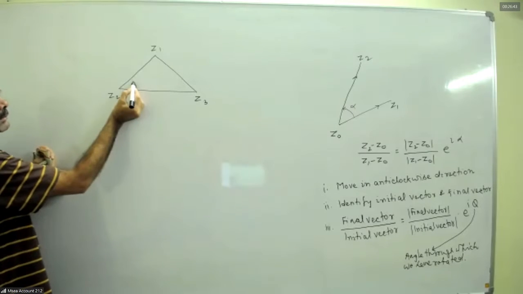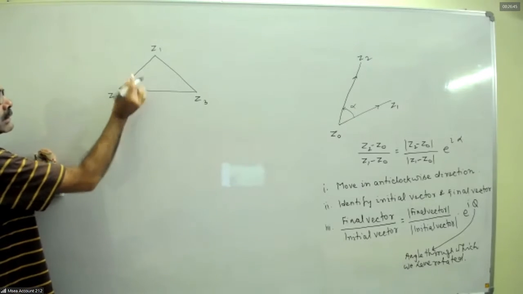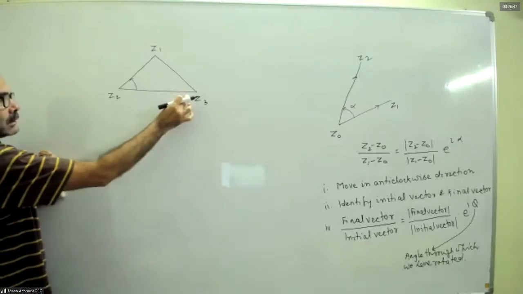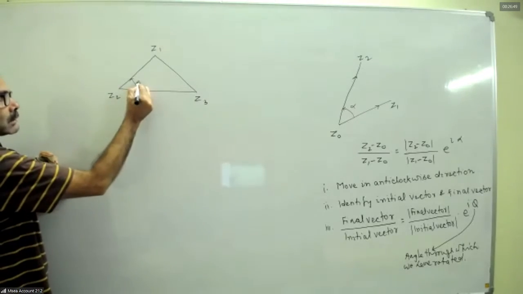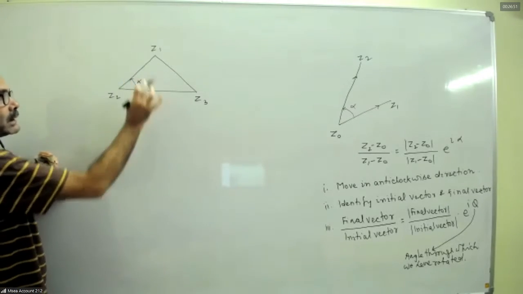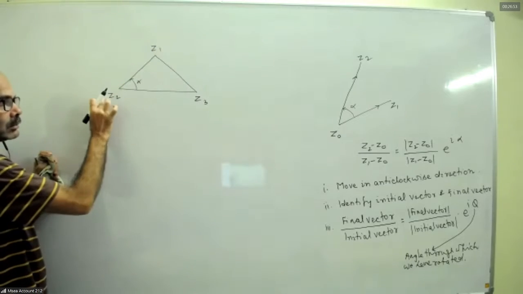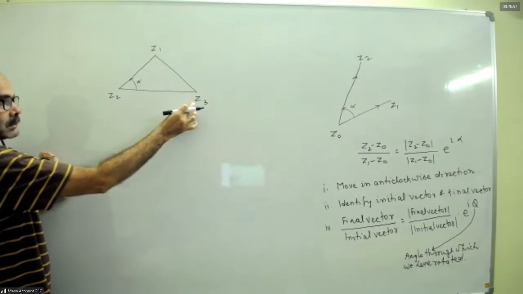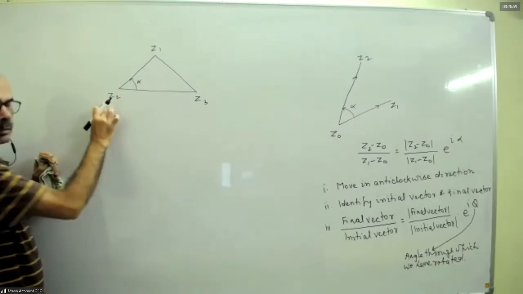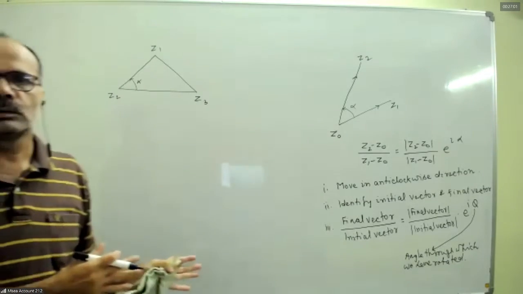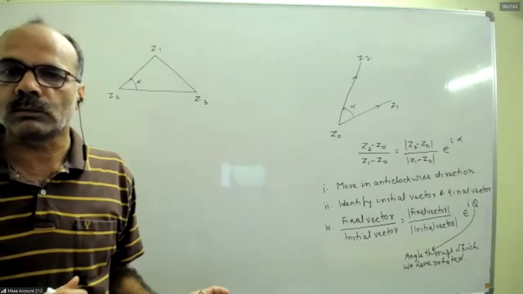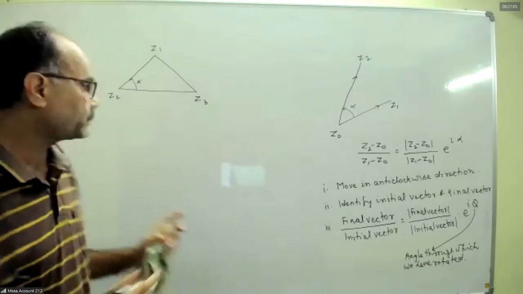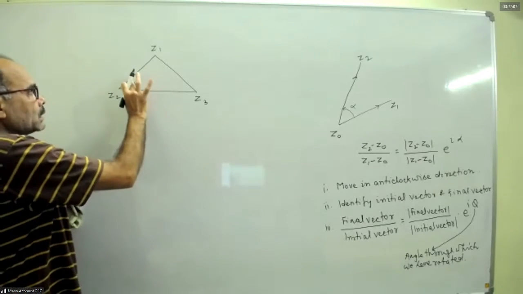About Z2 is simple. This is the final vector, this is the initial vector. Suppose this is alpha. So what will be the result? Z1 minus Z2 by Z3 minus Z2 equals mode of Z1 minus Z2 by mode of Z3 minus Z2 into e to the power i times this angle.